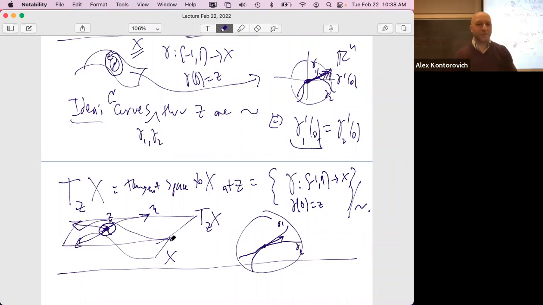So if you're thinking of a surface and you want a tangent plane to it at a point, how do I define this? I can define this by looking at all curves through the point, and I just want to know what direction each is going in and at what speed. So that's exactly what we accomplished with this definition. Does that make sense? Ask if not.